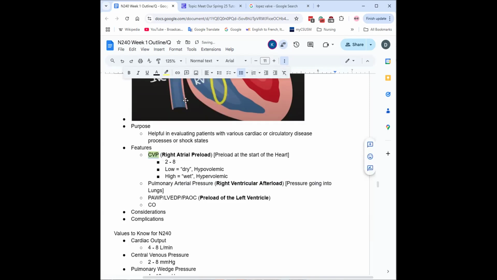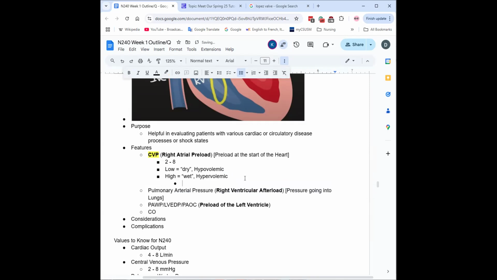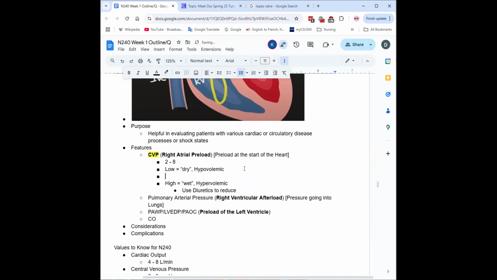You're going to have questions where they give you a CVP and you're going to be like, all right, what do you do? You have a CVP of 8 or a CVP of 10. What do you do? So when we are hypervolemic, what do we want to do? Yeah, we want to use diuretics to reduce. And if we're dry instead, then we're going to give fluids. So we're going to give a bolus.